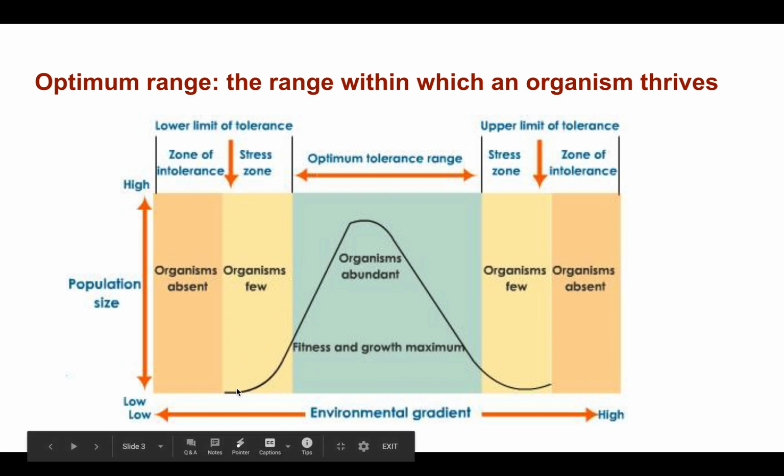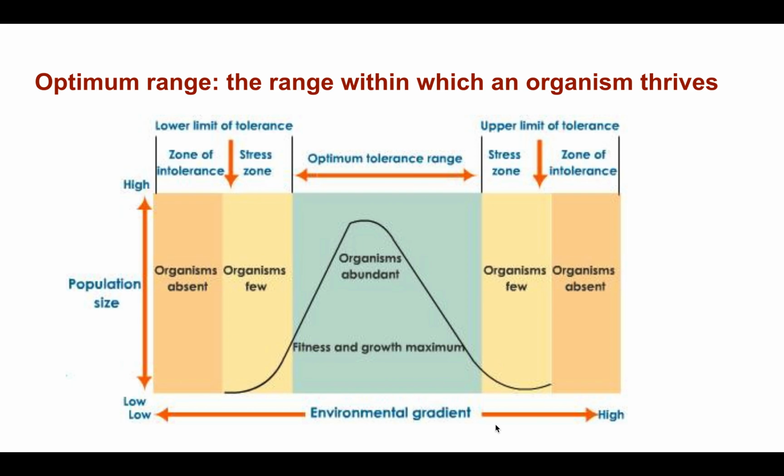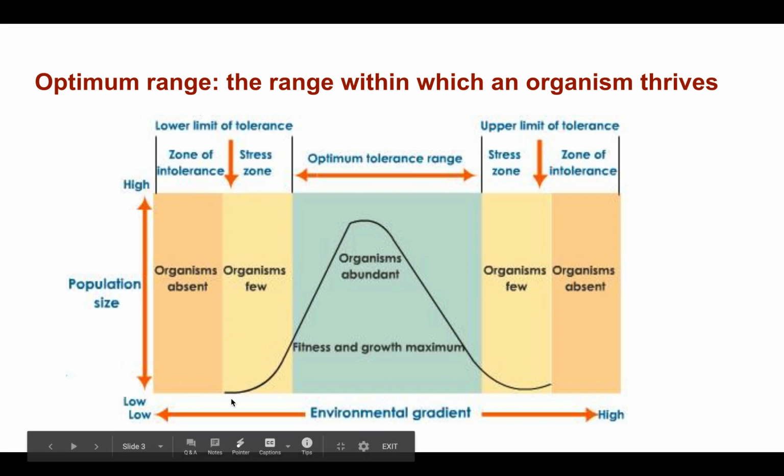And within this optimum range, the curve goes up and most of the organisms are there. So this environmental gradient, this could be anything. So for example, this could be the pH of the soil. If the pH is low, that's not the optimum. If the pH is high, that's not the optimum. Somewhere in the middle, maybe a pH of 7, which is neutral, is the optimum range, and that's where you find most of the organisms growing. And we look here on the side and we see that the population size is higher in this optimum range in the middle.